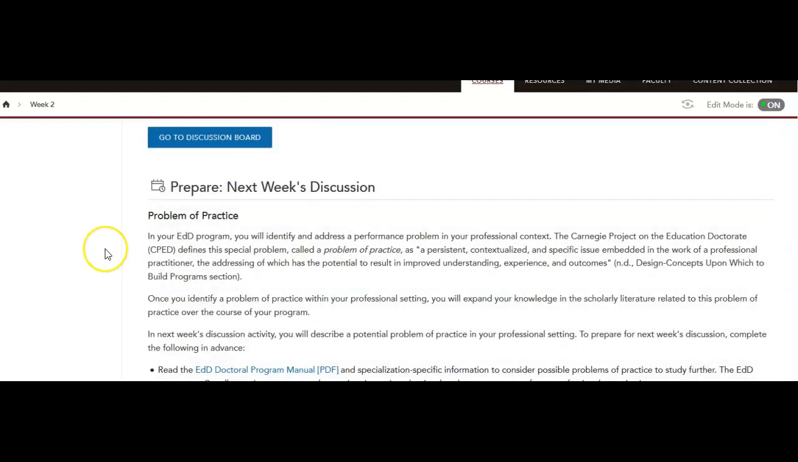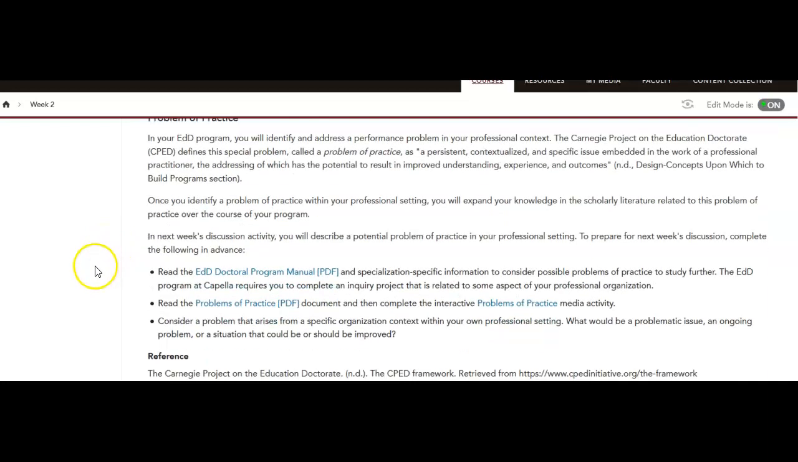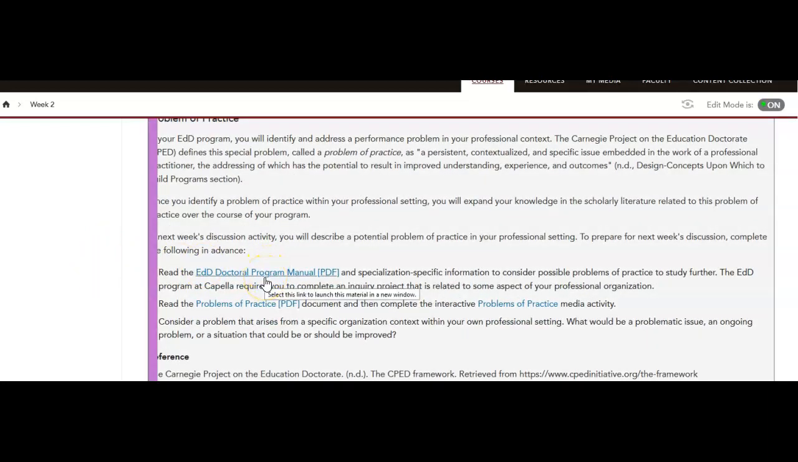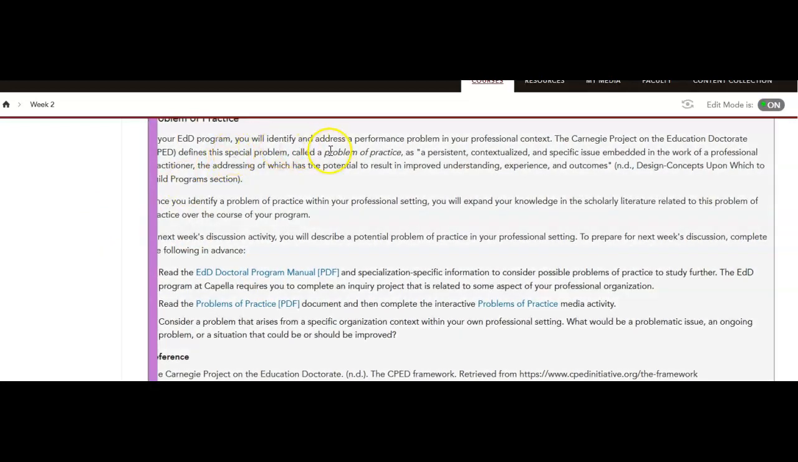And then next week, we start to look at problems of practice. Now, again, if you haven't downloaded the EDD manual, do so. Don't be overwhelmed by it, but you'll begin to look at and understand different things, the problems of practice, a persistent, contextualized, and specific issue embedded in the work of a professional practitioner, the addressing of which has a potentially result in improved understanding, experience, and outcomes.